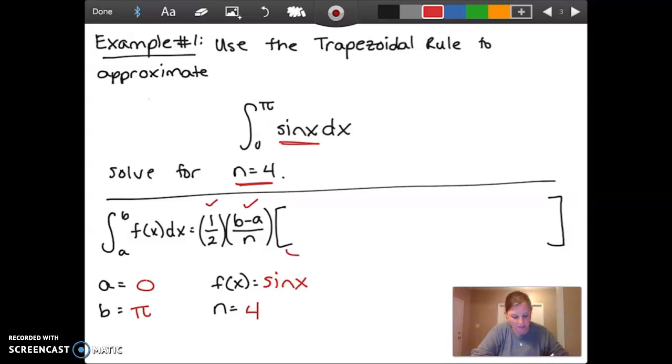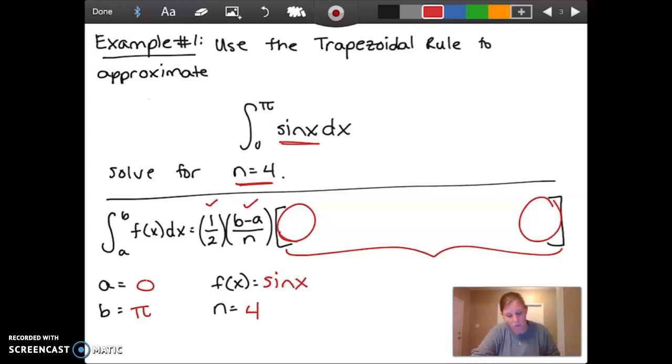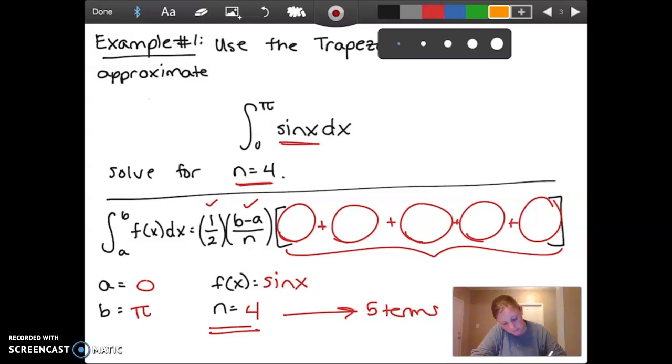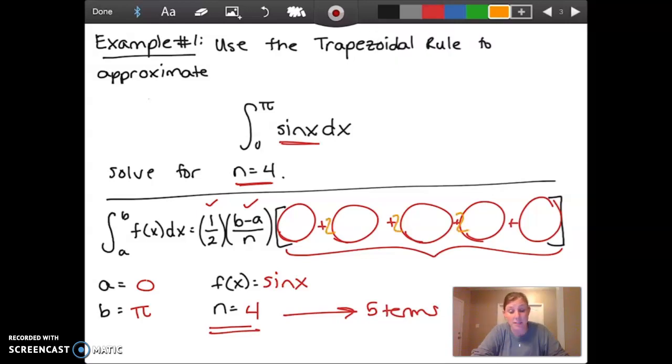But now I have all of this information here. I know that the first one is just one number, and the last one is just one number. It's being multiplied by 1. But how many terms do I have? Well, it's telling me n equals 4. Because it says n equals 4, I know that I'm going to need 5 terms. So 2, 3, 4, 5. All of these terms on the inside are going to be multiplied by a 2, for reasons that we talked about just a few minutes ago.